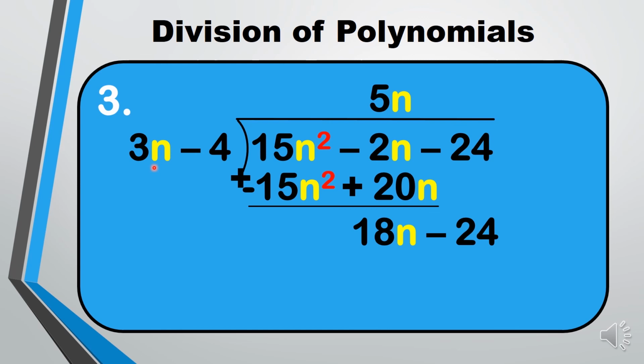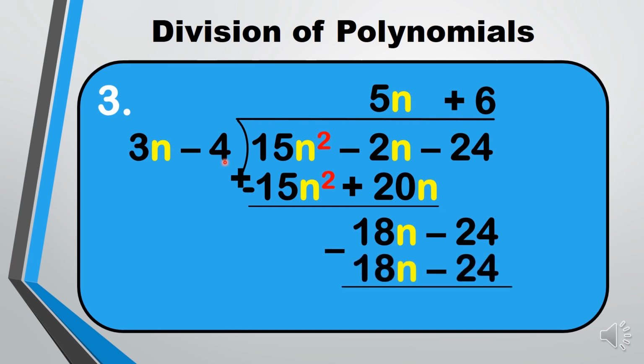18n divided by 3n is equal to positive 6. Now let's multiply positive 6 to 3n minus 4. 6 times 3n is equal to 18n, and 6 times negative 4 is equal to negative 24.